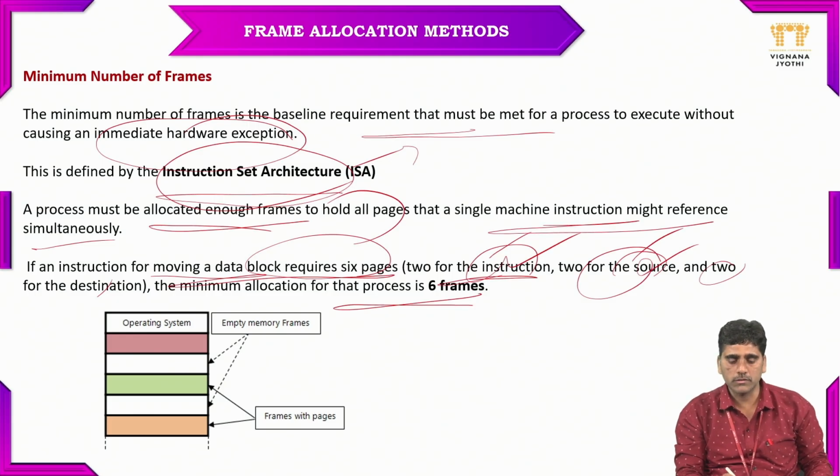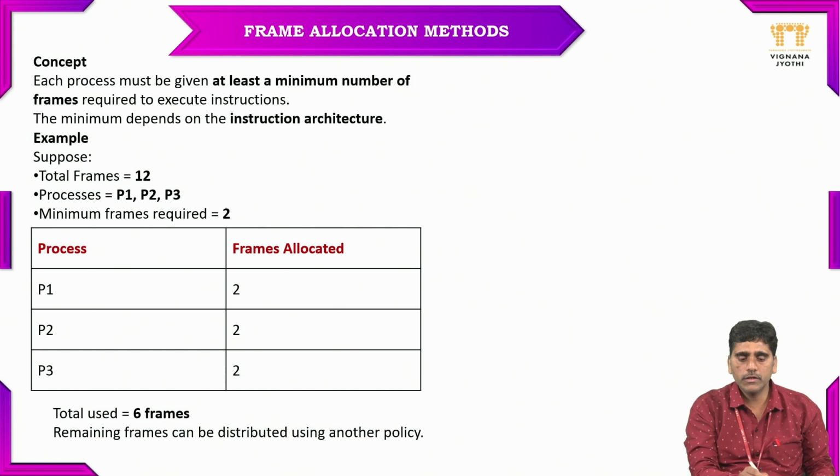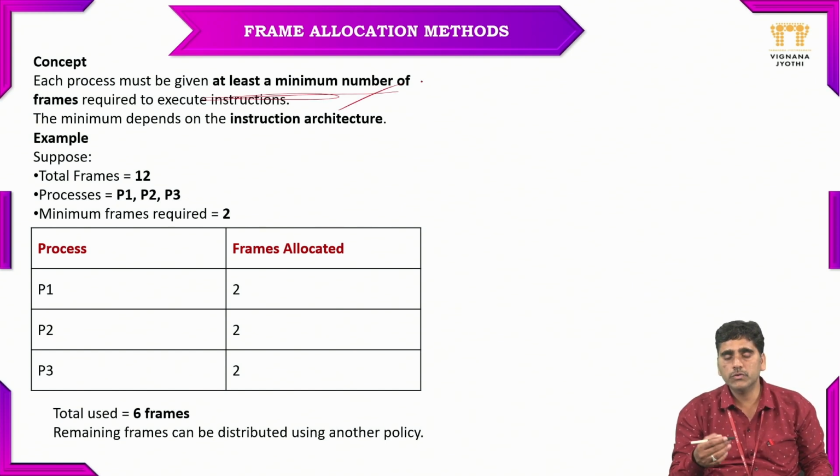So how it allocates is like this. Empty memory frames are available. If empty memory frames are available, then the process is ready to occupy them. These are all the frames with the pages, and these 2 are the empty memory frames. If the minimum number of frames are empty, then the process can be allocated. If frames are full, then the process waits for the frames to become empty. So each process must be given at least the minimum number of frames required to execute instructions.